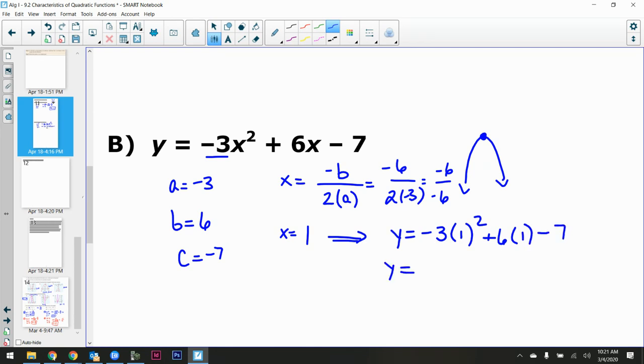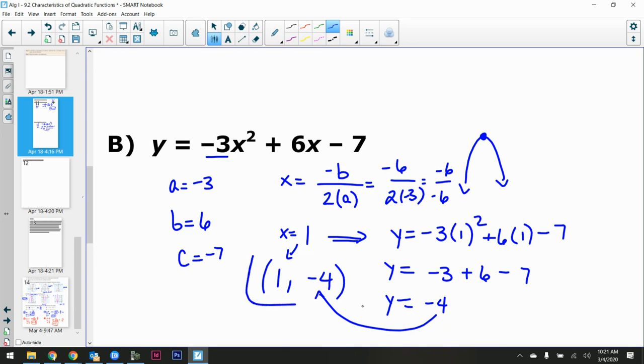Now 1 squared is just 1. Negative 3 plus 6 times 1 is 6, minus 7. I can do this in my head. Negative 3 plus 6 is 3. 3 minus 7 is negative 4. So this full answer is 1 comma negative 4. The 1 goes there, the negative 4 goes there. That's my answer. Questions about that? The axis of symmetry is the x value, and then all you do is plug it into the equation. That's all I did with that 1.